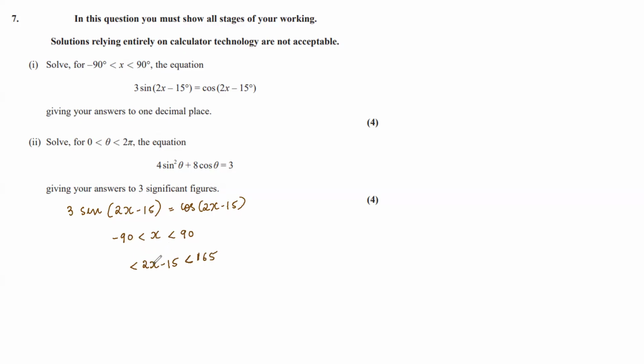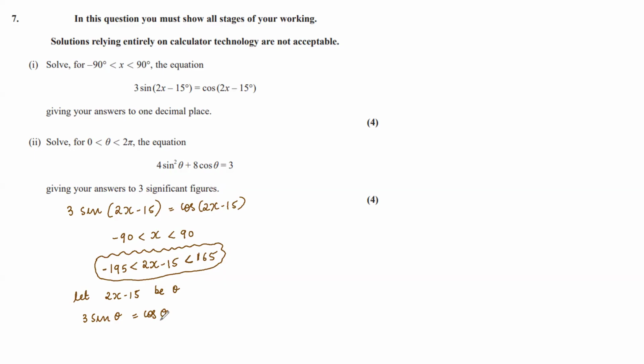Similarly, instead of x, you substitute it with minus 90. 2 into minus 90 is minus 180. Minus 180 minus 15 is minus 195. So this will be the new interval for 2x minus 15. Now, let 2x minus 15 be theta. So now, this will become 3 sine theta is equal to cos theta.